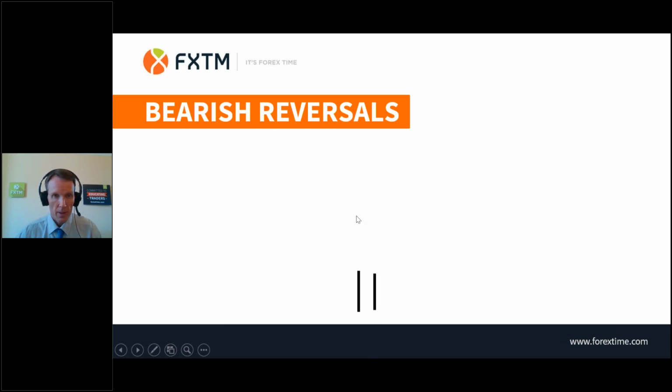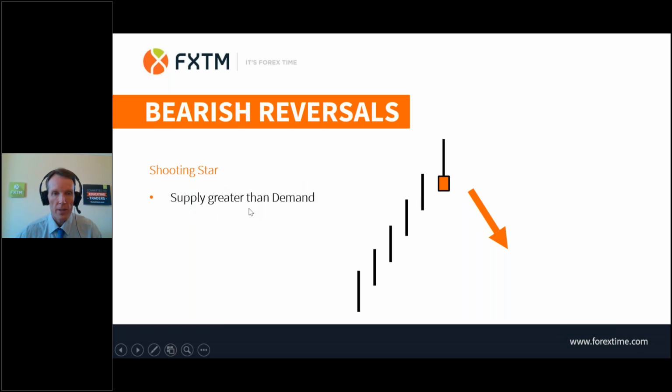Right, so let's see what happens here. We've got up candles, lots of buyers in the market. All of a sudden, sellers start coming in. Call that a shooting star, as I mentioned. Supply is greater than demand, and it's bearish. Possible end of an uptrend.